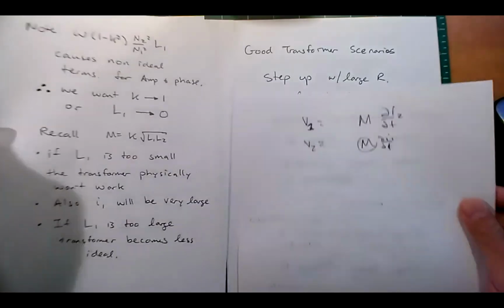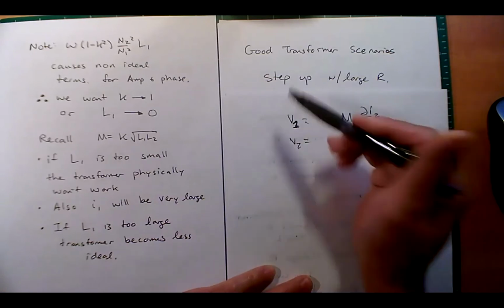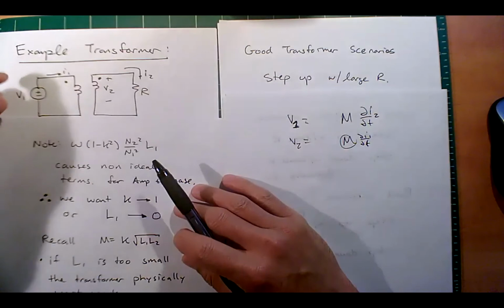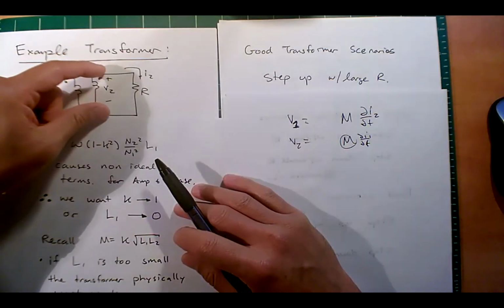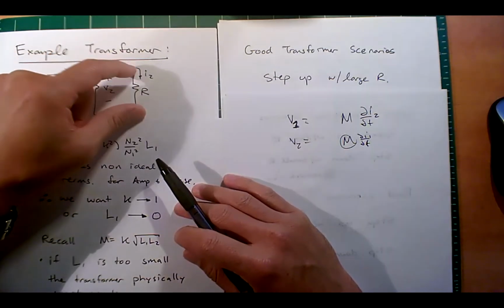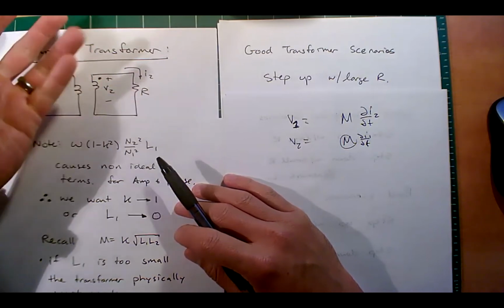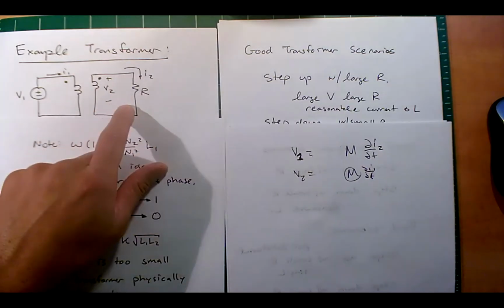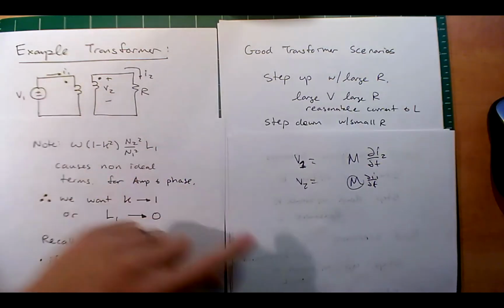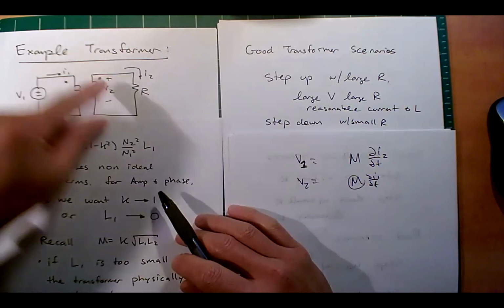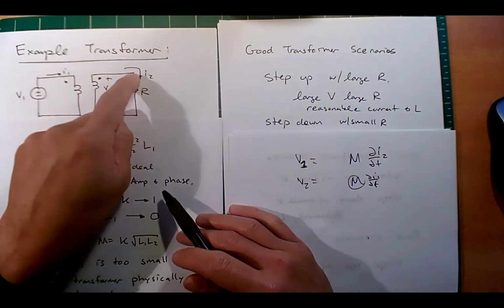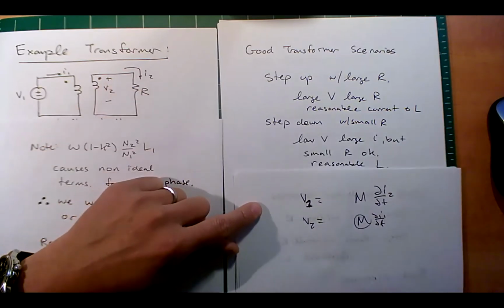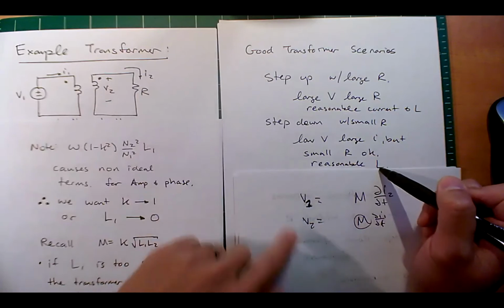And so let's look at some good transformer scenarios. Let's say you have a step-up transformer where you want the output voltage to be bigger than the input voltage. If you have a big voltage here, you want a big resistor here to match it, so that you have reasonable currents. And then your inductance will also be reasonable, okay? If you do a step down, what does a step down do? It drops the voltage but increases the current. If you're trying to increase the current, you want a small resistance here so that it matches. So again, you would get a reasonable inductance.